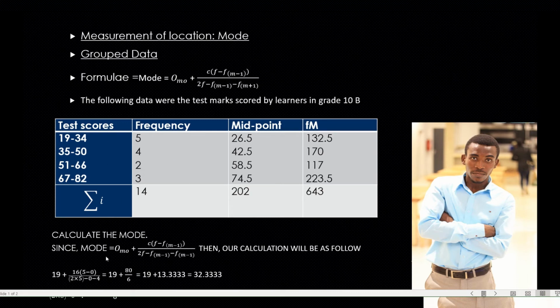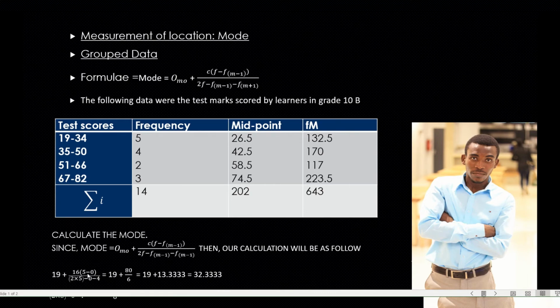And then we minus again the frequency of the class following the model class. That will be 4. The class that is following the model class is the class of 35 to 50, and it has the frequency of 4. So we are going to minus 4 here.